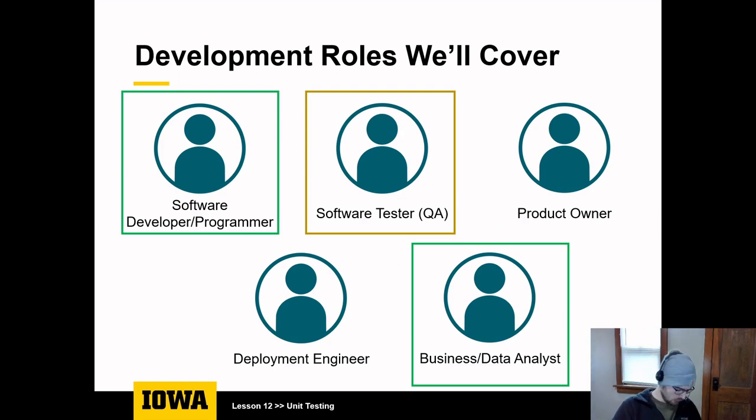Okay, so also at the beginning of this course, I showed this diagram of these different development roles, and we talked about the software programmer role. We talked about the business data analyst role. We could talk about both of these roles until the end of time, but for the purposes of this course, we're going to say we're done there, and we're going to talk about the software testing role, or QA for short, which is short for quality assurance.